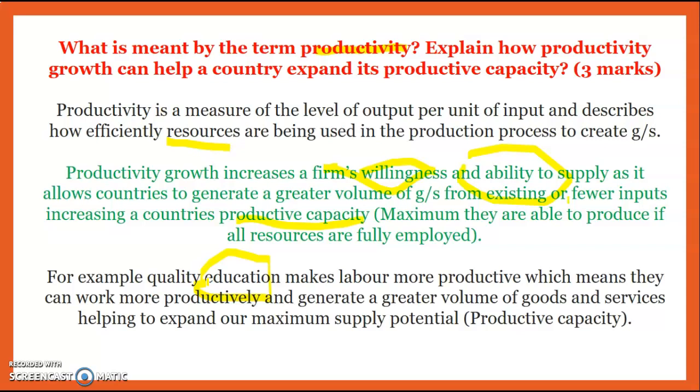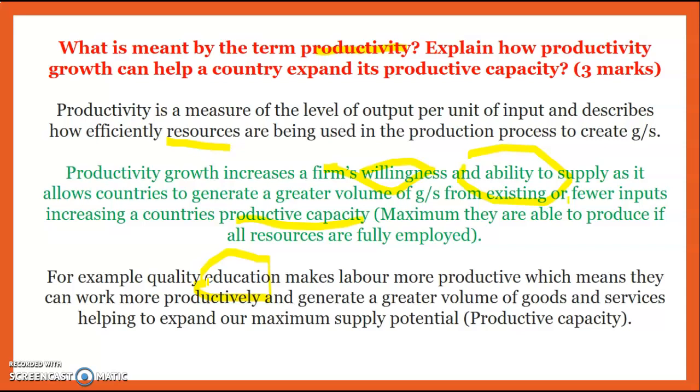So the key thing here is that productivity is output per unit of input. If we boost our output per unit of input, that should boost our max capacity to supply, or our overall supply capacity. And try and use an example. If we become more educated, then that will lead to increased productivity, which boosts our overall supply potential.